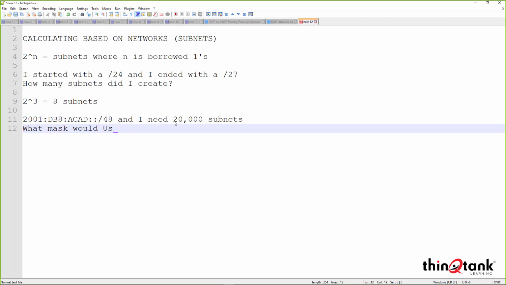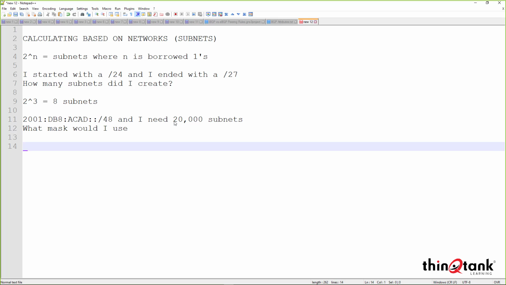Now I know we haven't talked about IPv6 yet, but /48 in IPv6 means exactly the same thing as /17 is in IPv4. It's the number of ones in the mask. So it doesn't matter that it's an IPv6 address. The calculation is exactly the same. 2 to the power of n has to be greater than or equal to 20,000.